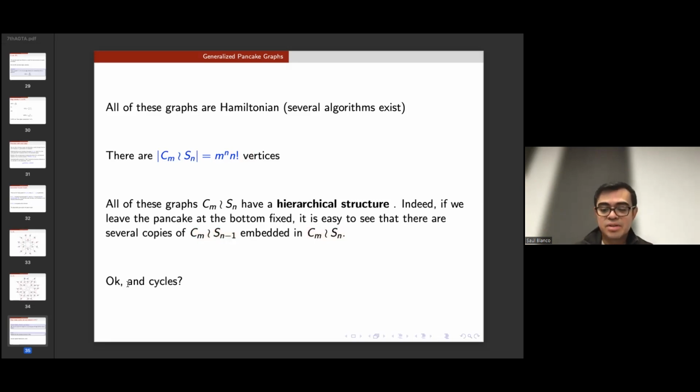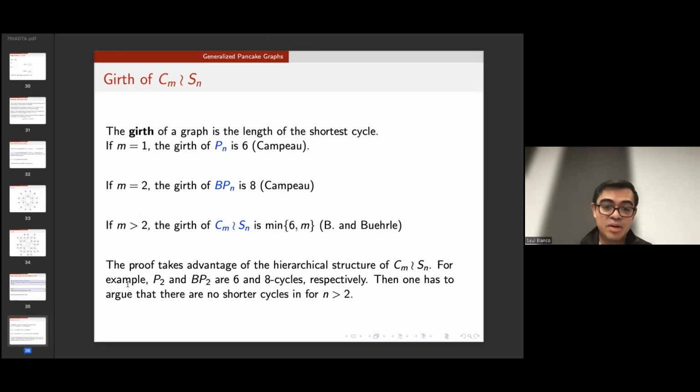Okay, so what about cycles? We have all this beautiful cycle structure from before for the pancake graph and the burnt pancake graph. How much of that can you extend? It turns out that a lot of it works out very similarly. So the girth, like I mentioned, is the length of the shortest cycle. Campeao showed that if m is 1, the girth of the pancake graph is 6. If m is 2, then the girth of the burnt pancake graph is 8. If m is bigger than 2, then we showed, Charlie and myself, that the girth of the generalized pancake graph is going to be the minimum between 6 and m.